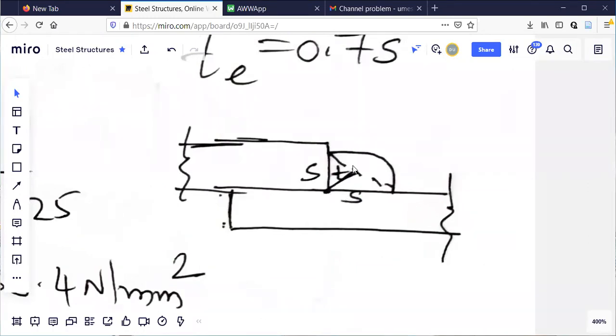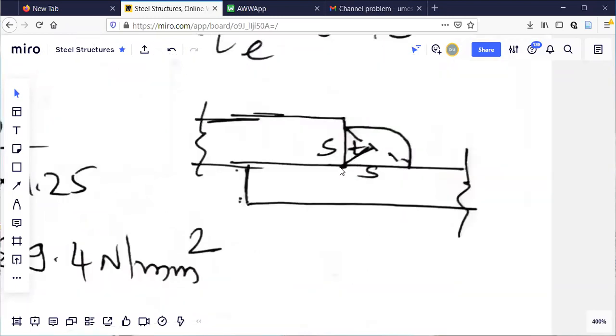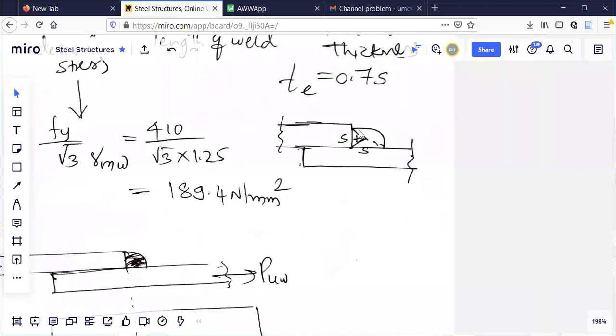TE is here. This one is TE. So use sin 45 or cos 45. It is 0.707, so we don't use that. We use 0.7. That's all. So TE is equal to this thickness. This is what we call the throat thickness. This is equal to 0.7 times S.